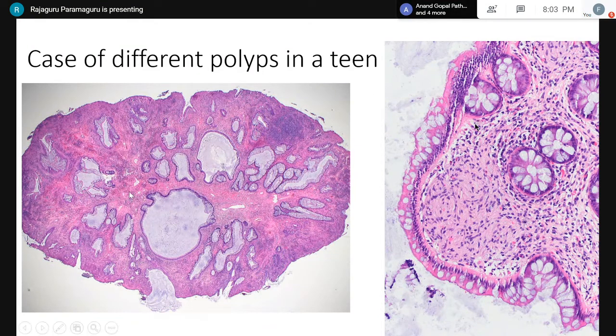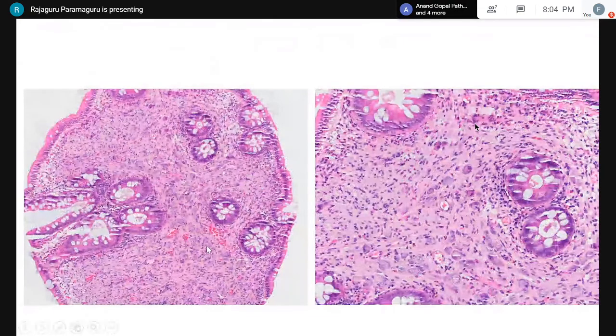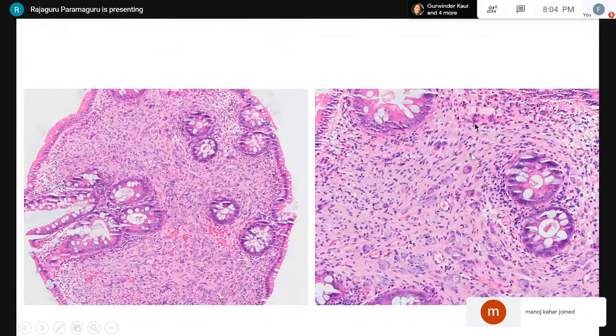This is going to be a juvenile polyp, and this is another polyp where you see the epithelium is fine, but here you see some nodular proliferation of bland spindle-shaped cells. This is a benign Schwann cell hamartoma in the colon. And then another polyp where you see a lot of spindle cells in the lamina propria, and you see scattered ganglion cells. This is a ganglioneuroma.